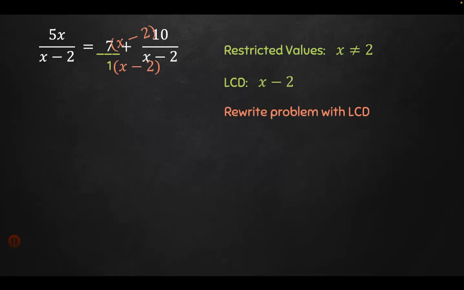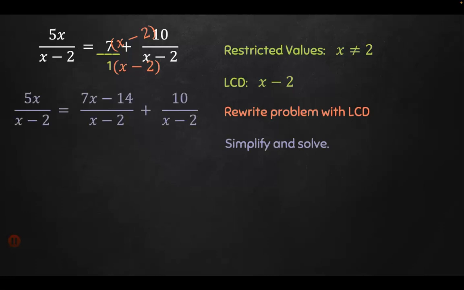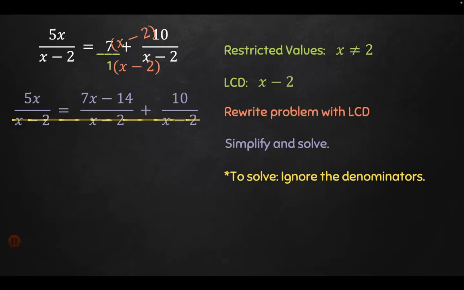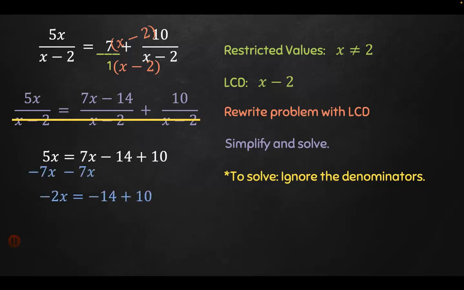So now I'm going to rewrite that problem with the LCD, which means I have to manipulate that second fraction and multiply it by x minus 2. I'm going to simplify and solve. So then I would get all my denominators to be x minus 2, and I'm going to distribute that 7 and get 7x minus 14. Now in order to solve, I'm going to ignore the denominators and focus again on my numerators. We're going to solve for x here, so subtract 7x, simplify the right-hand side, divide by negative 2, which gets x is equal to 2.